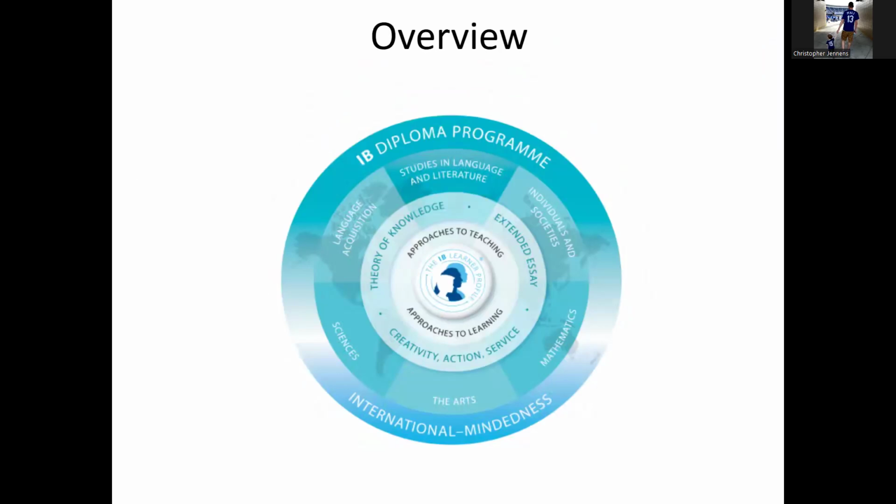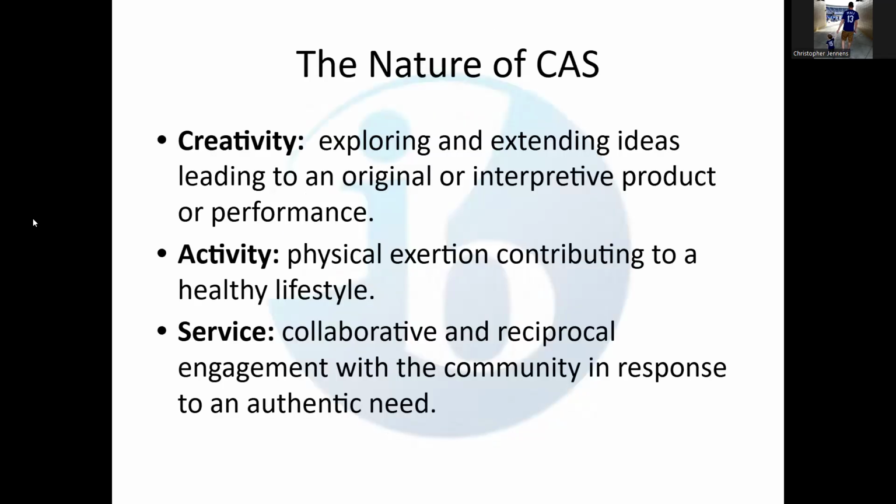To start, this image shows the IB diploma program, and it shows what CAS's role is in that program. If you look on the outside of this circle, you can see the six different subject areas, starting with studies in language and literature and going all the way around. Inside of that, you have what's made up of the IB core. That involves the theory of knowledge course, the extended essay, and then our focus for today, CAS, which stands for creativity, action, and service.